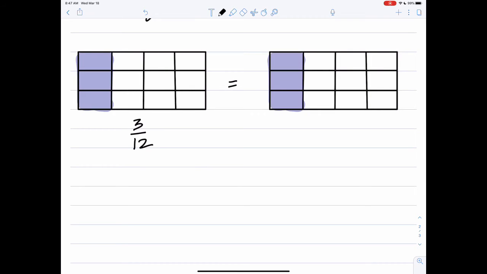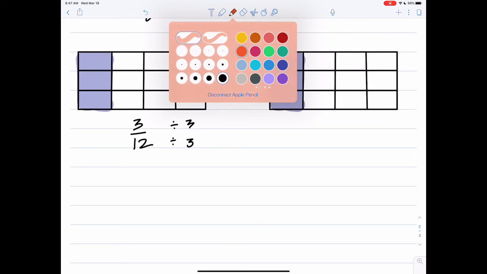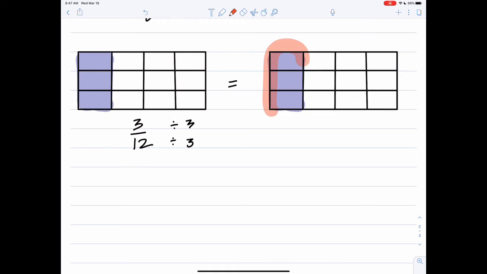Now we're going to look at 3/12 and find its equivalent fraction. So I know 3 divided by 3 is equal to 1, and we're going to do it for the top and the bottom. We're making equal groups of 3. Here's my first equal group of 3, second equal group of 3, third equal group of 3, fourth equal group of 3. I have 1 shaded region and 4 total regions.